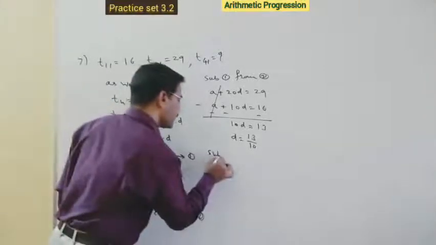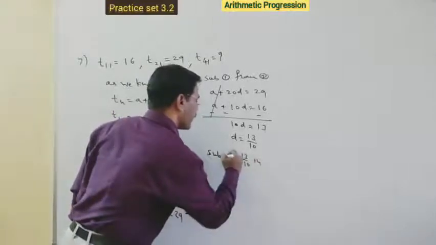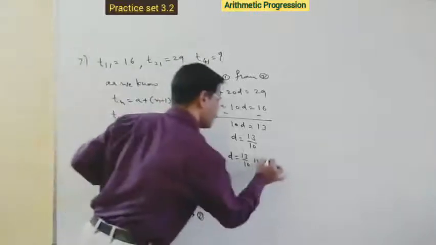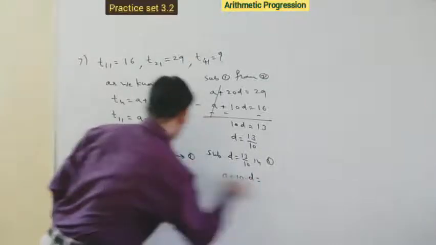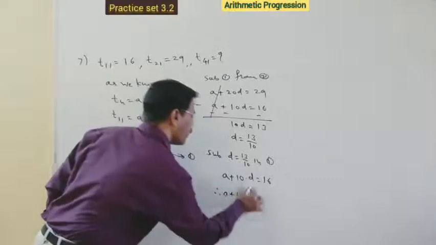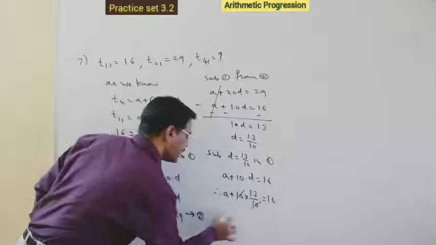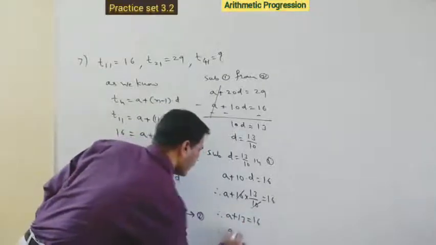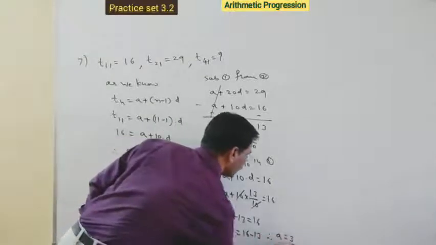Now substitute d equal to 13 by 10 in either equation 1 or 2 to get a. So I put it in equation 1. a plus 10d is equal to 16, so a plus 10 into 13 upon 10 is equal to 16. This 10 gets cancelled, so a plus 13 is equal to 16. So a is equal to 16 minus 13, so a is equal to 3.